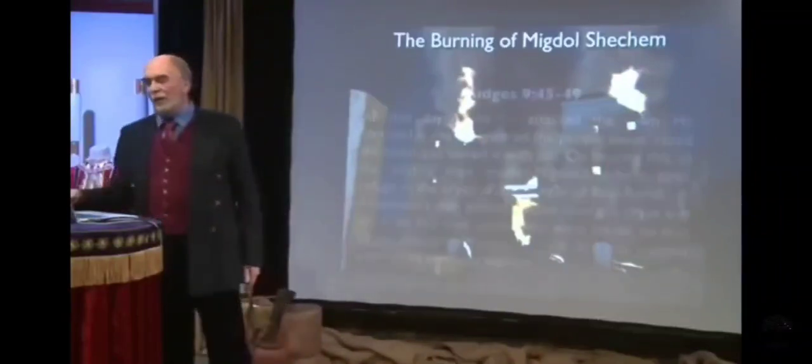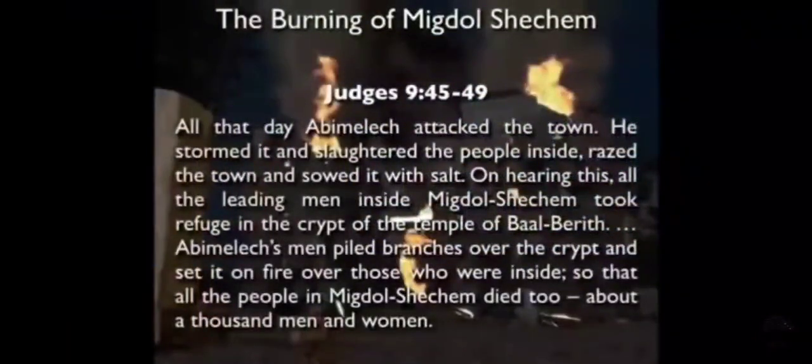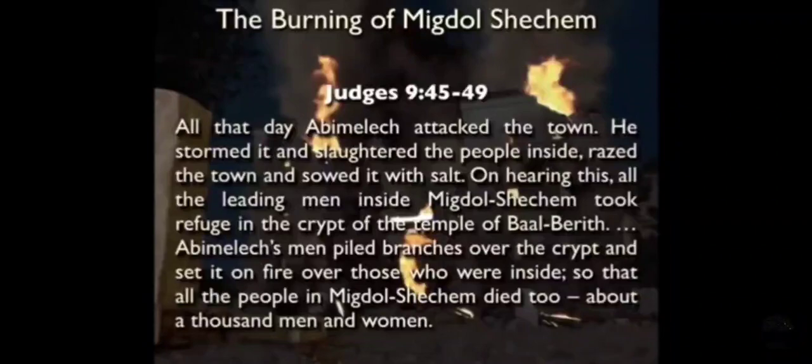And this is the text from that. Judges 9:45-49. All that day Abimelech attacked the town. He stormed it and slaughtered the people inside, razed the town and sowed it with salt. On hearing this, all the leading men inside Migdol Shechem took refuge in the crypt of the temple of Baal-berith. Abimelech's men piled branches over the crypt and set it on fire over those who were inside, so that all the people in Migdol Shechem died, about 1,000 men and women.